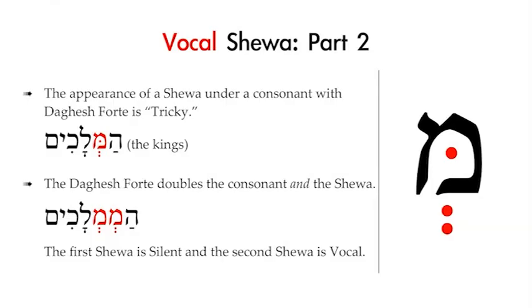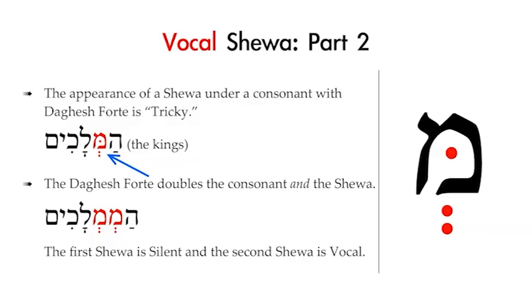Let's consider one more aspect of the vocal schwa here in vocal schwa part 2. The appearance of a schwa under a consonant with a dagesh forte is a little bit tricky, let's say. Consider the example, hem melachim, the kings. Now, we've got two things going on here in the mem that you see highlighted in red. First, we see that that mem has a dagesh forte in it, and then we see that it has a schwa under it. So what happens when your consonant has a dagesh forte in it?